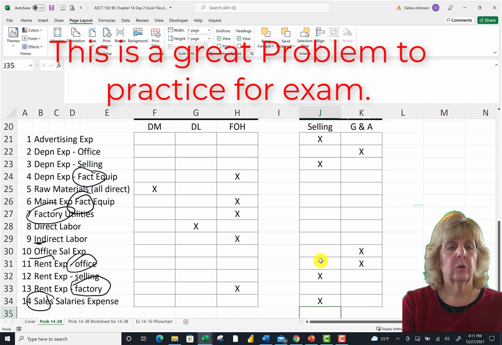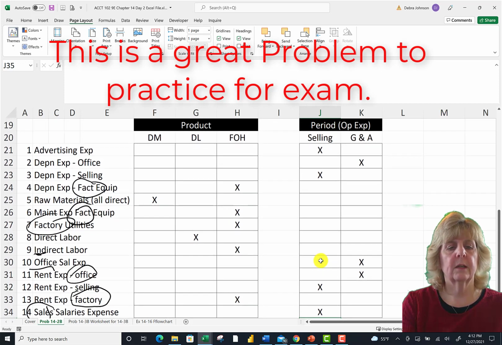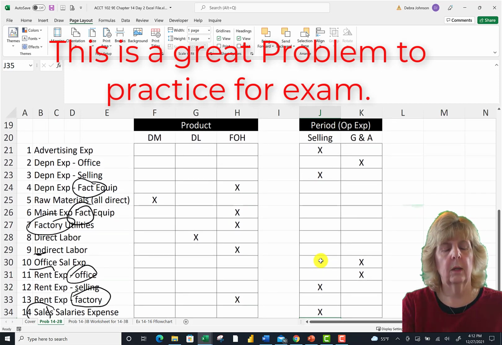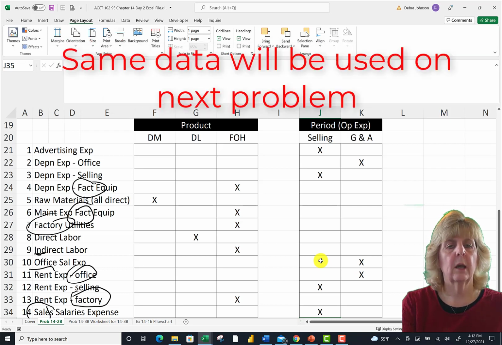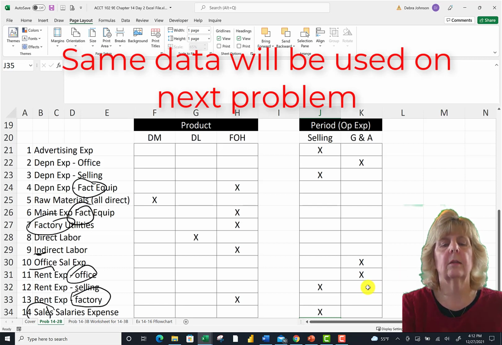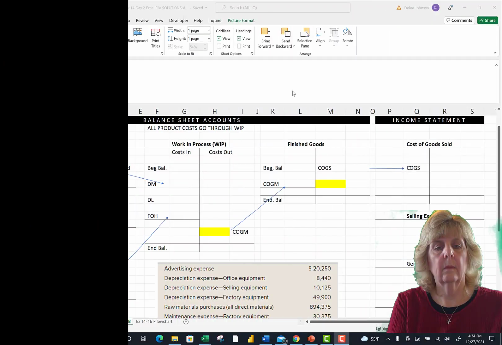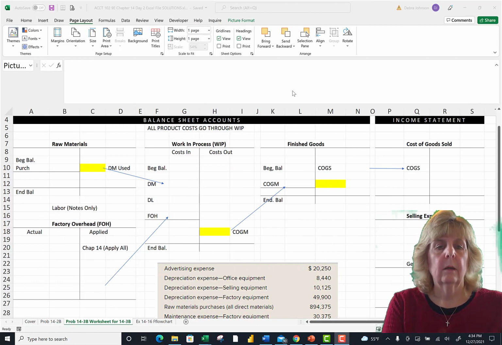Take a moment to look those over. If there's anything that's unclear to you, send me an email or come by my office hours and we'll make sure that's cleared up. In a moment, we're going to use the exact same categories, but we're going to track the costs from birth till death. Okay, let's move on to our next problem.